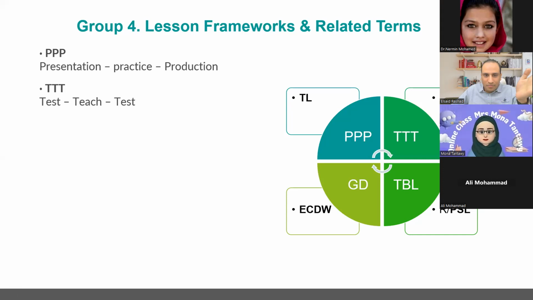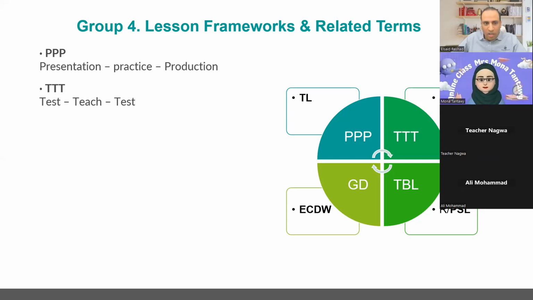Test them first before you teach the thing. If you think their level is higher than the target language, or if you think students are familiar with the target language, then you can test, teach, test. Schemata is something else, that is lead-in.